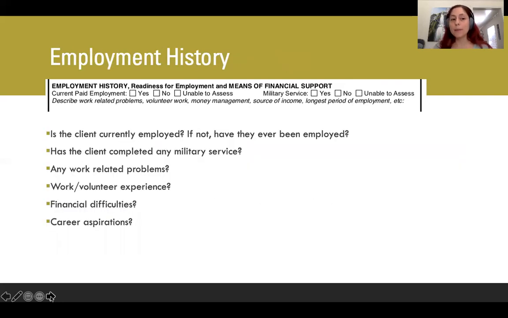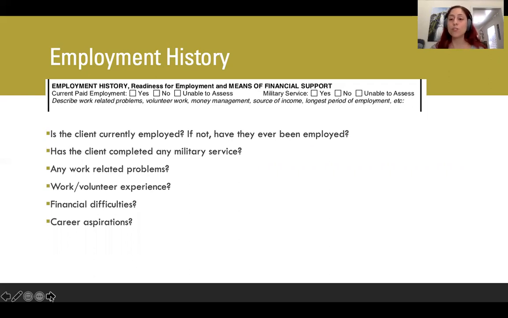Okay, next is employment history. Obviously, if the client has no employment history, you could write client denies any history of employment, but don't leave it at that. Do they have volunteer experience? What about their employment skills, money management, organization, career aspirations? All of those things can go in here.